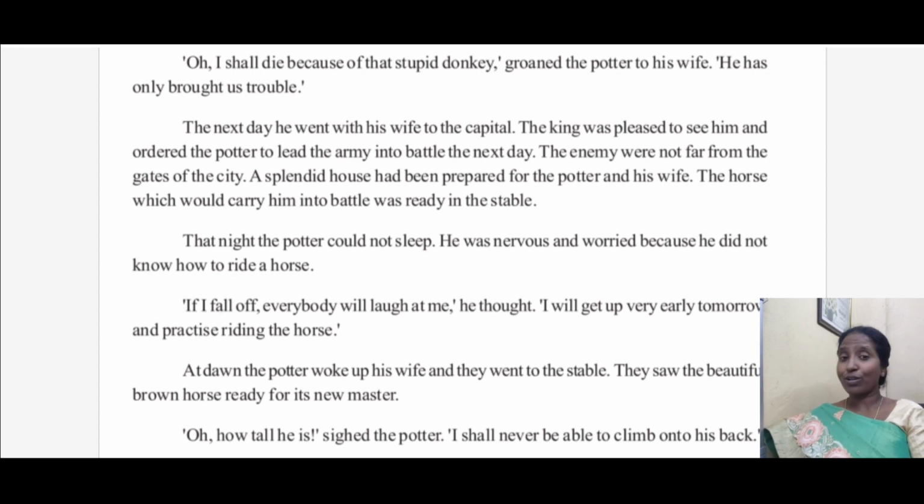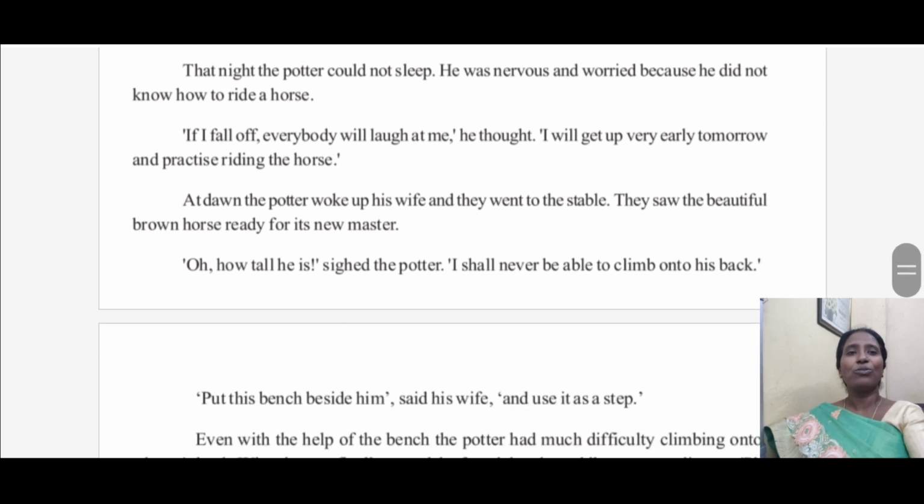That night the potter could not sleep. He was nervous and worried because he did not know how to ride a horse. What was the biggest problem? He doesn't know how to ride a horse. If I fall off, everybody will laugh at me, he thought.